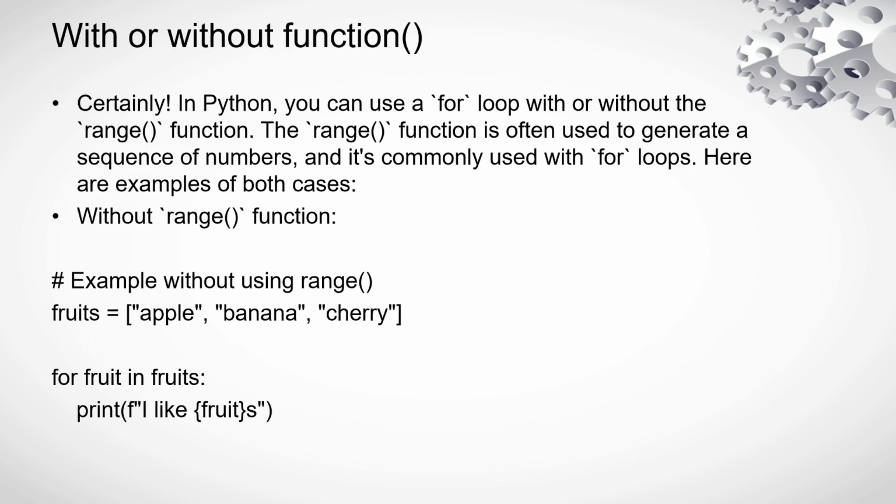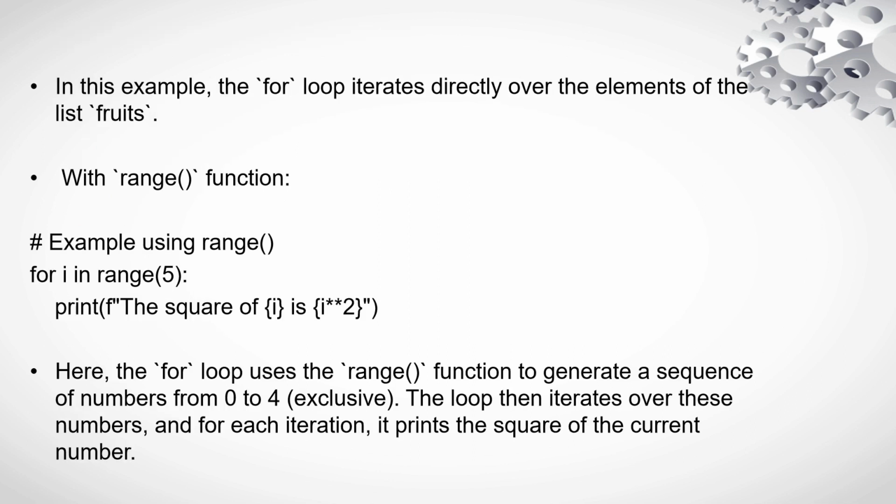Now we'll see for loops with and without the range function. What is the work of the range function? The range function returns a sequence of numbers in a given range. Let's see the example. Without using range, here a list of fruits is given. Then the for loop is used, like for fruit in fruits. In this example, the for loop iterates directly over the elements of fruits, and it directly gives the output without using the range function.